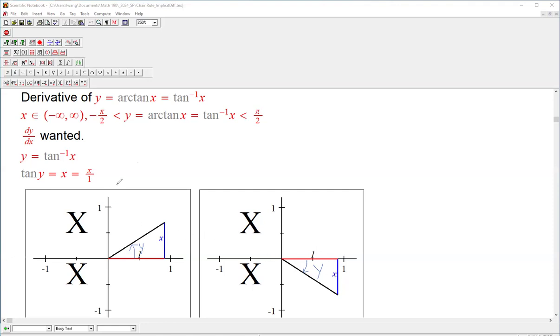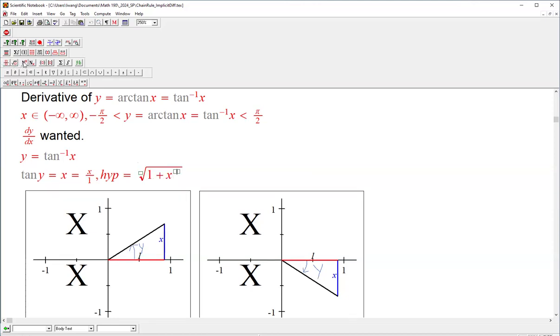So in either case, I'm going to write it down here: the hypotenuse means the black line on either picture. The hypotenuse, I'm going to use HYP as shorthand for hypotenuse, is going to be the square root of 1 plus x squared. So we know the hypotenuse here.